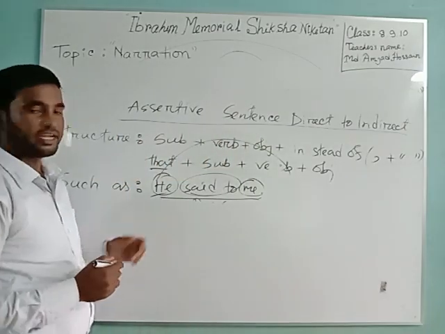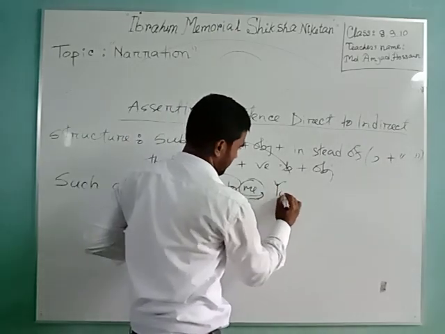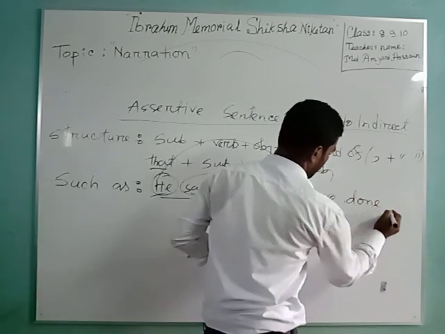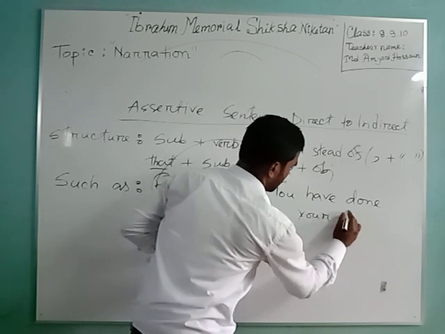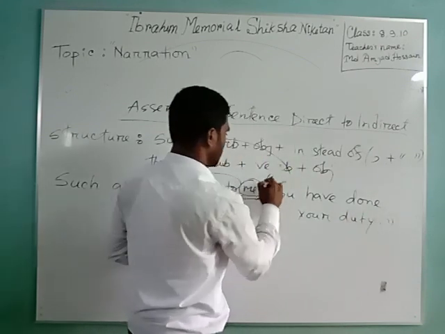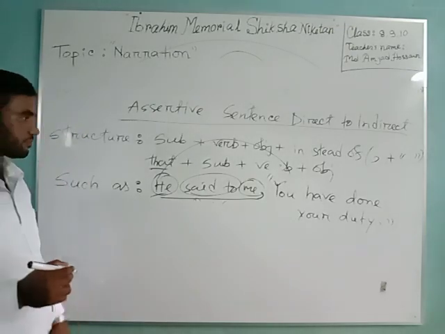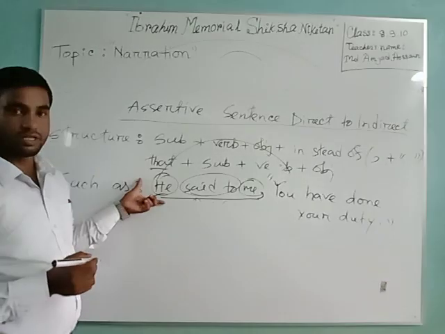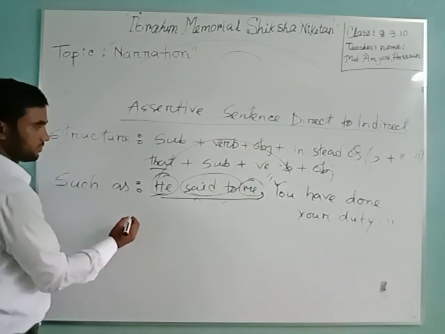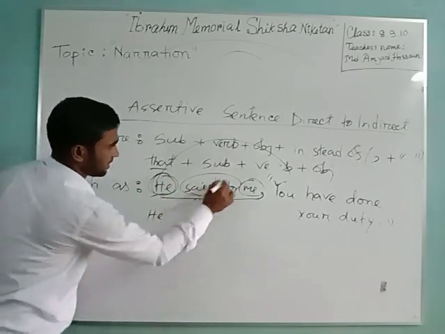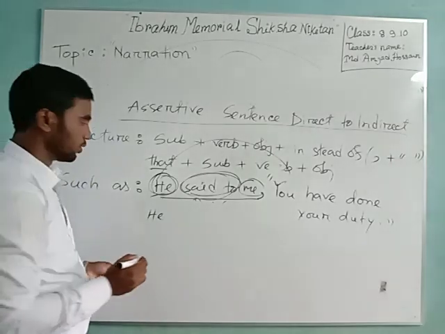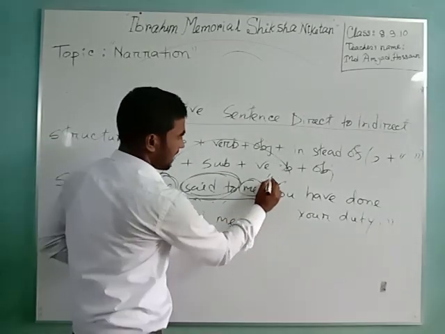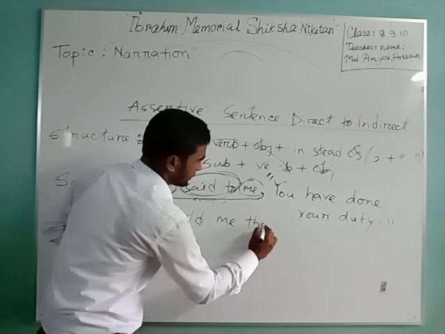Second example: he said to me, you have done your duty. So it is direct narration, we have to change it to indirect narration. Subject, he. Instead of said to, we write down told. Object, me. Instead of comma and inverted comma, we write down the linking word that.